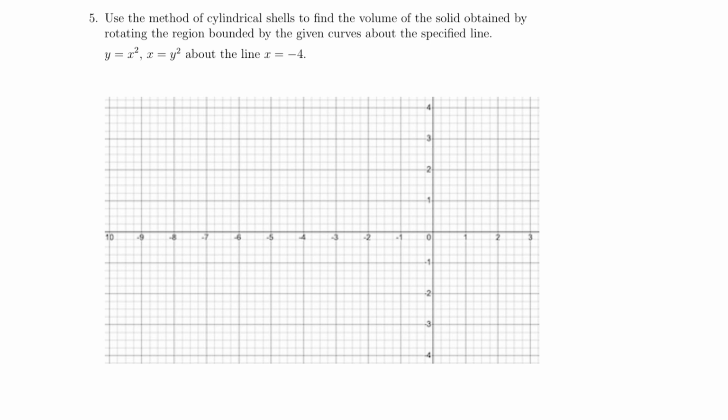We did one of these before, I think with washers. This time we're going to use shells. So we've got y equals x squared, which sits up, and x equals y squared, which sits sideways. And we're going to take that region about a vertical line, x equals -4.